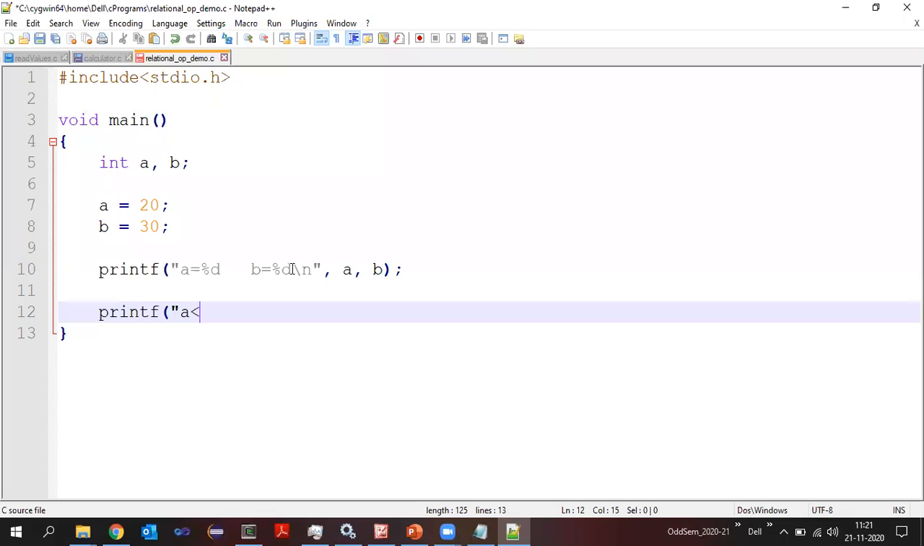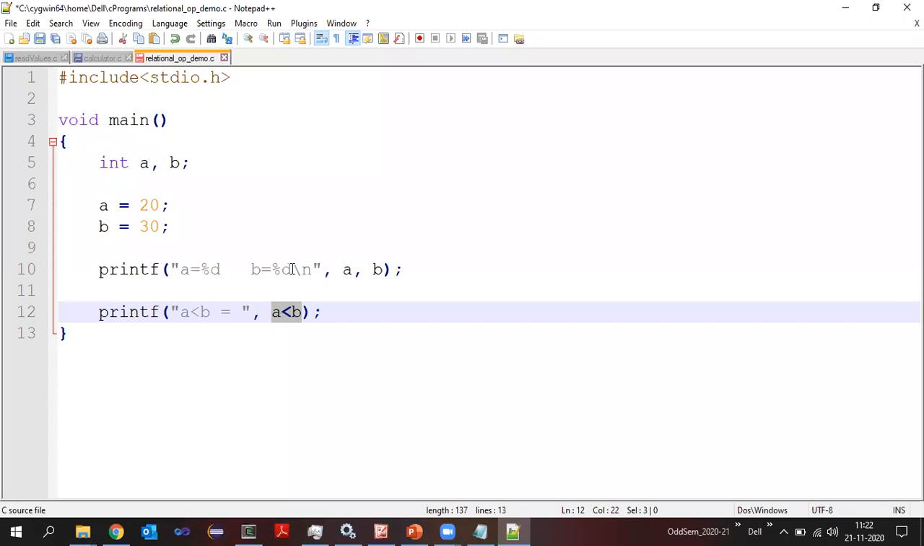A less than B. A less than B is equals to, comma. What will I write here? A less than B. Pay attention here, student. What is this A less than B? It is going to give me a result, right? What result? Based upon the comparison it performs, it will give either a 1 or a 0.